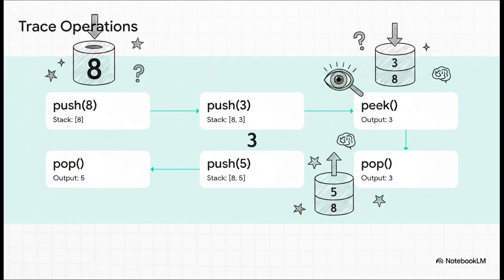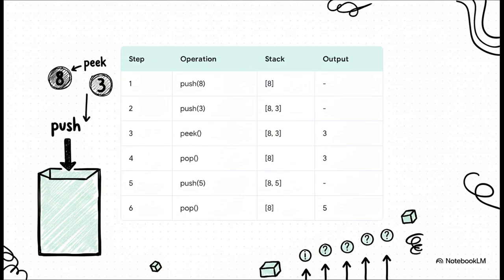Step 1, we push the number 8. Step 2, we push 3. Step 3, we peek. Step 4, we pop. Step 5, we push 5, and Step 6, we pop again. Okay, hold your mental image of what the stack looks like right now. Got it? Let's walk row by row and see if you nailed it.